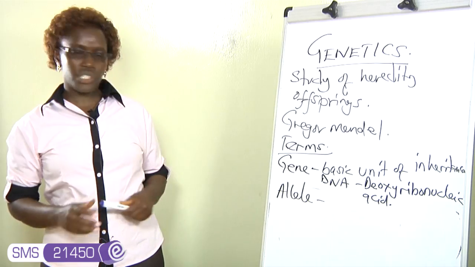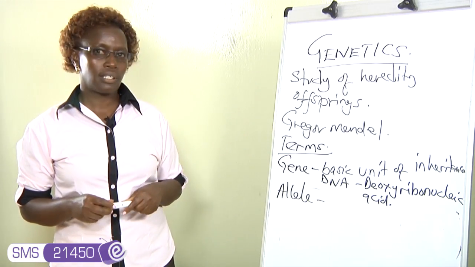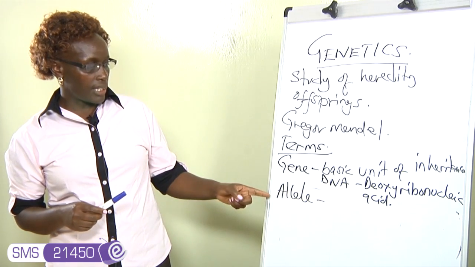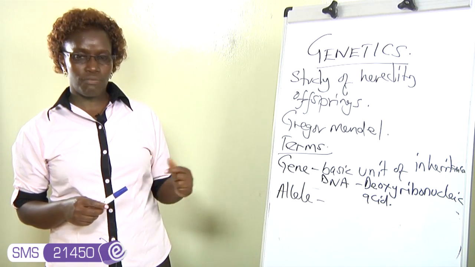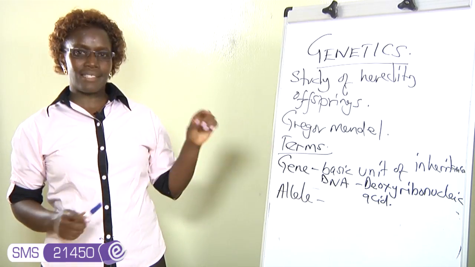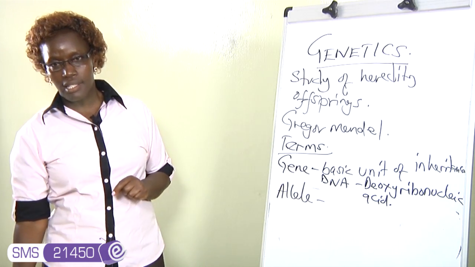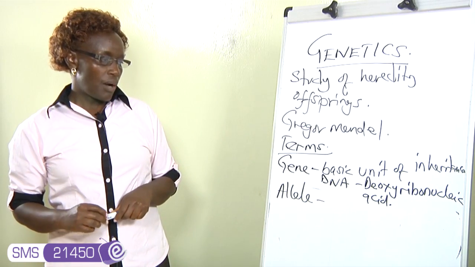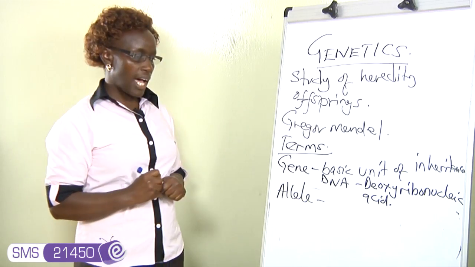And allele and gene are not quite different. The difference is that an allele is an alternative form of a gene. Now, we have just talked about the gene as that basic unit of inheritance that controls a particular trait or characteristic. I want to use the trait height.